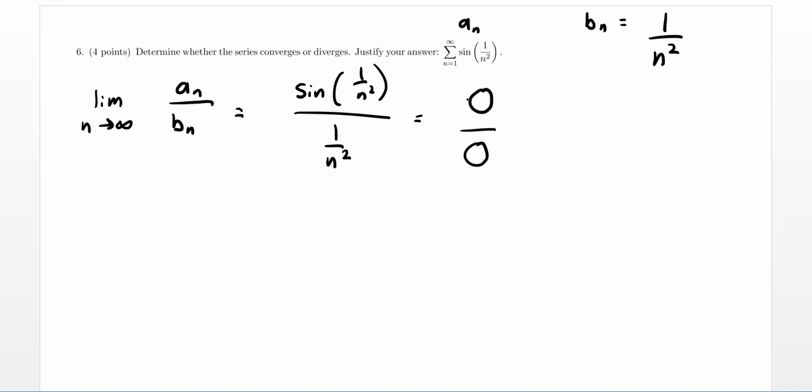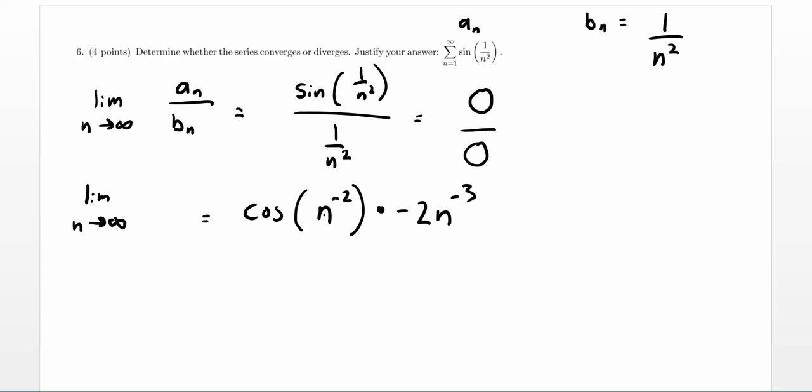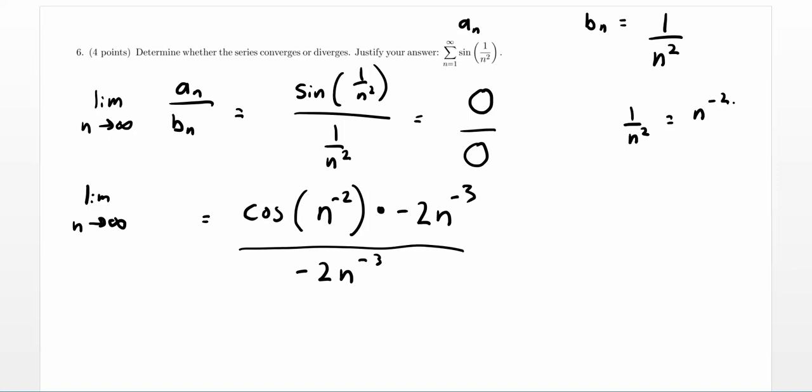You can apply L'Hopital's rule instead and say this is the same as taking the limit as n goes to infinity of the derivative of the top and the derivative of the bottom. It's not a quotient rule, you just take the derivatives separately. This becomes cosine of, I'm going to write it as n to the negative 2, just so it's easier to differentiate, and then the derivative of the inside is negative 2 n to the negative 3. And then the derivative of the bottom is the same thing, negative 2 n to the negative 3. So I just rewrote 1 over n squared as n to the negative 2 for the purpose of taking the derivative.